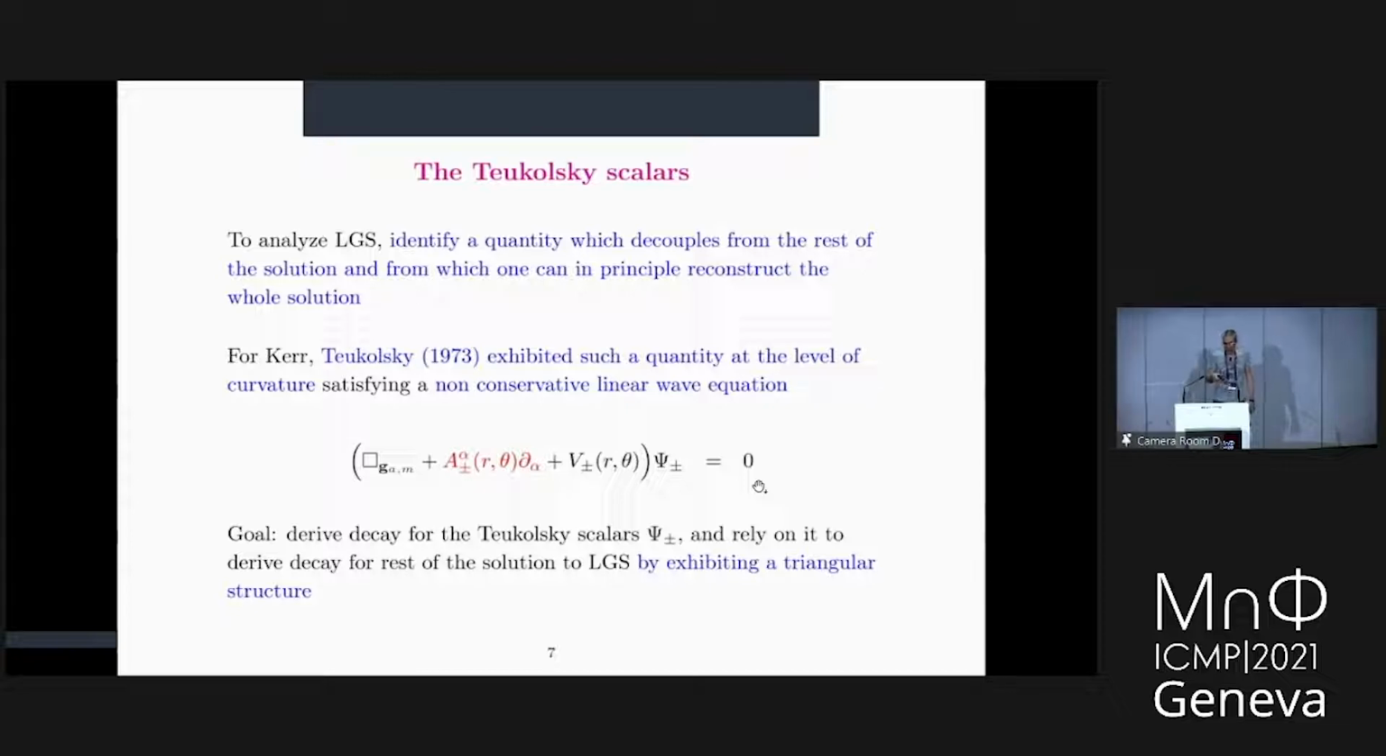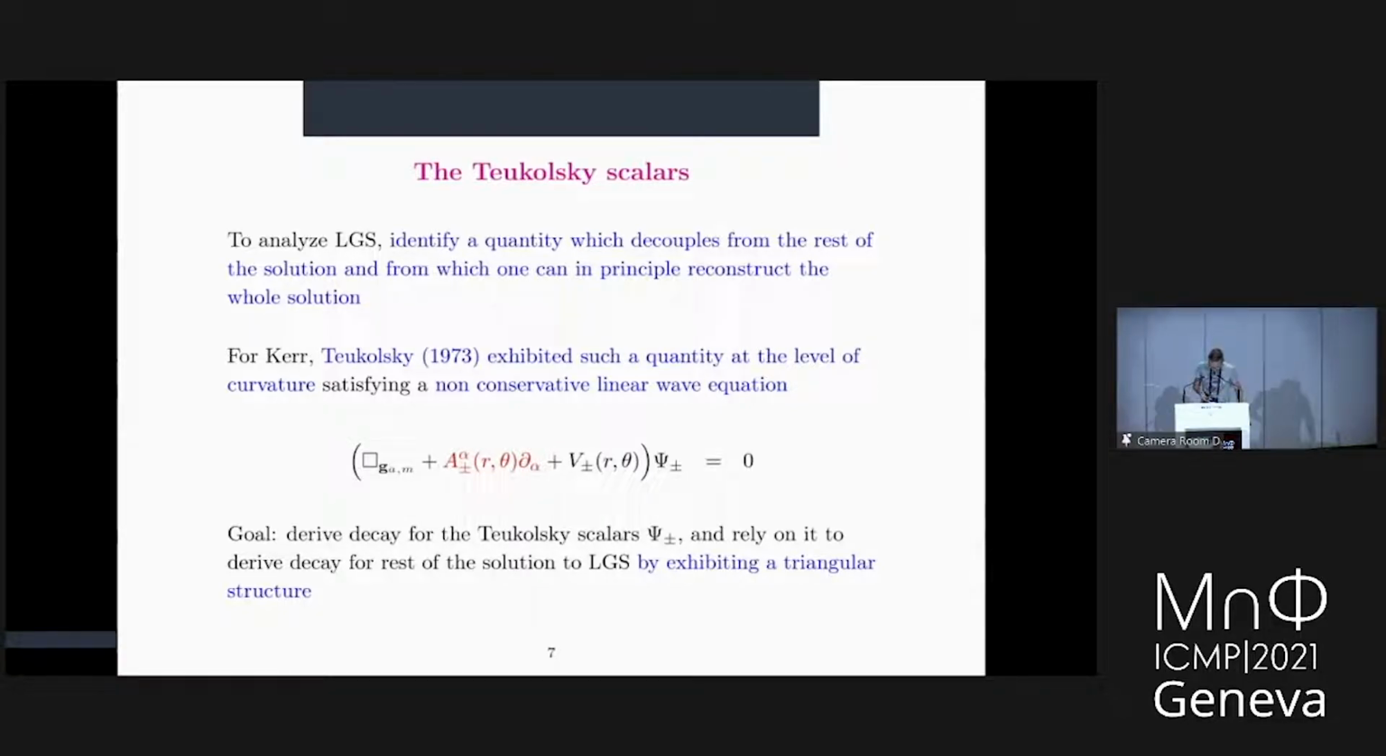So here, let me mention the terms in red, these first-order terms, which, it turns out, make this equation non-conservative. In other words, it does not derive from a Lagrangian. So we'll see later that this creates problems. But at least if you forget about this issue, you could hope that you can control these scalars. And then, of course, the goal is once you have controlled the Teukolsky scalars, you want to rely on this control to derive decay for the rest of the solution by, again, exhibiting a kind of triangular structure.